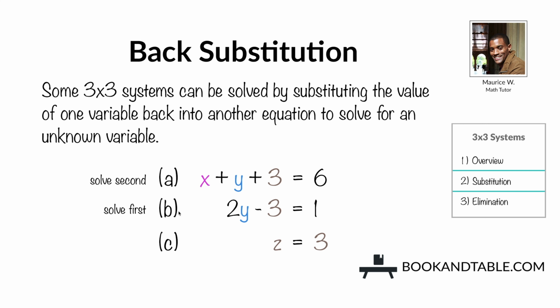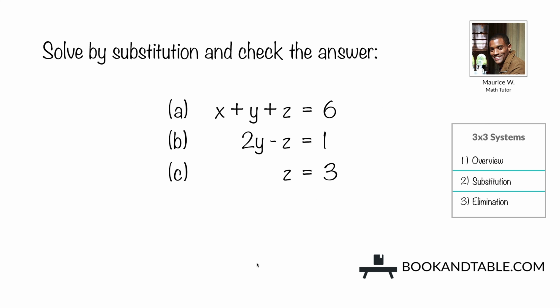So for back substitution, you take the equation that provides the value of one variable, and you substitute that value into the equation that has only two variables, the variable you are being given being one of them. And then you take those two variables and you plug it into the equation that has all three variables. And by the end of that process, you'll have the values for all three variables. So let's take this system and solve it step by step. You'll be asked to solve by substitution and check the answer.